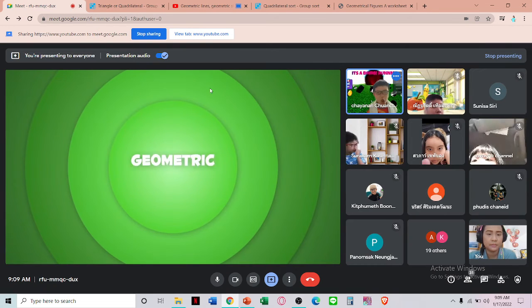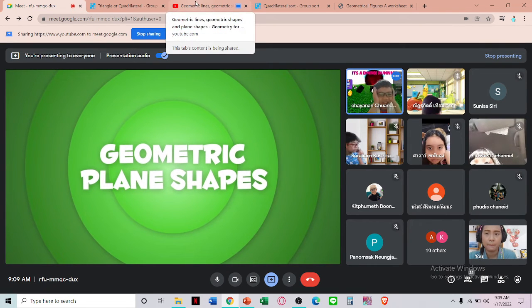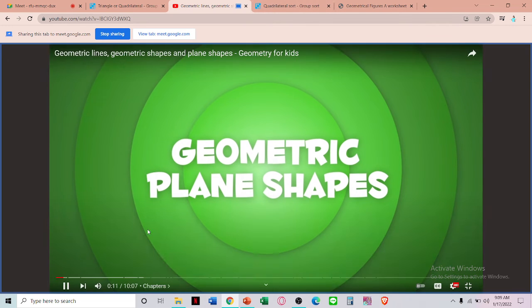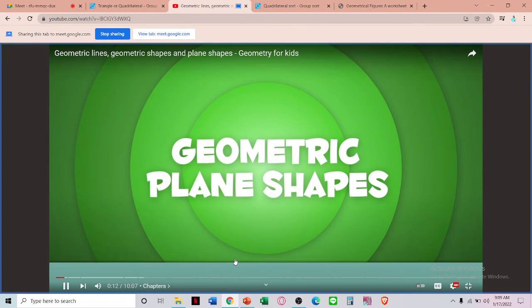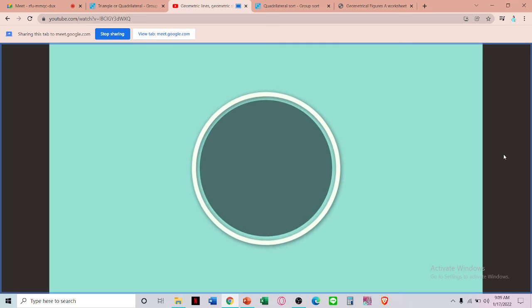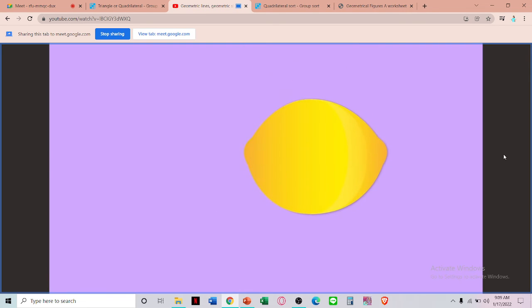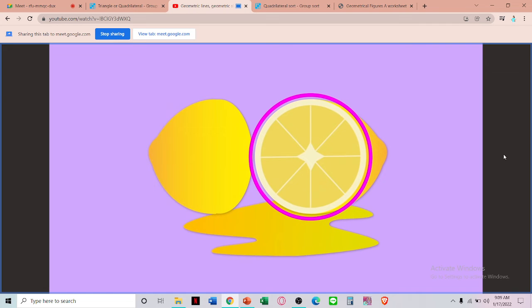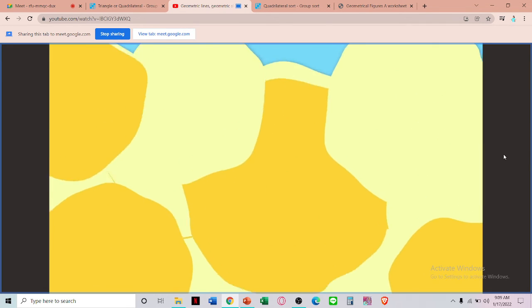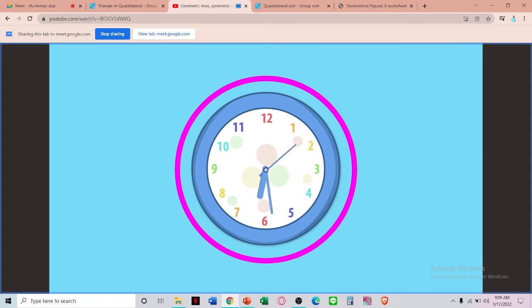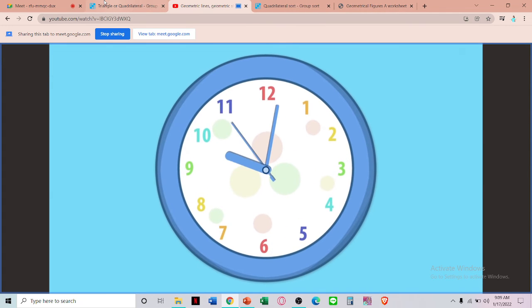Today, we're going to learn about geometric plane shapes. Do you know how many types there are? Here we go. Do you know what this is? Easy peasy. It's a circle. A circle is round. It's as round as this lemon half, or like this clock.